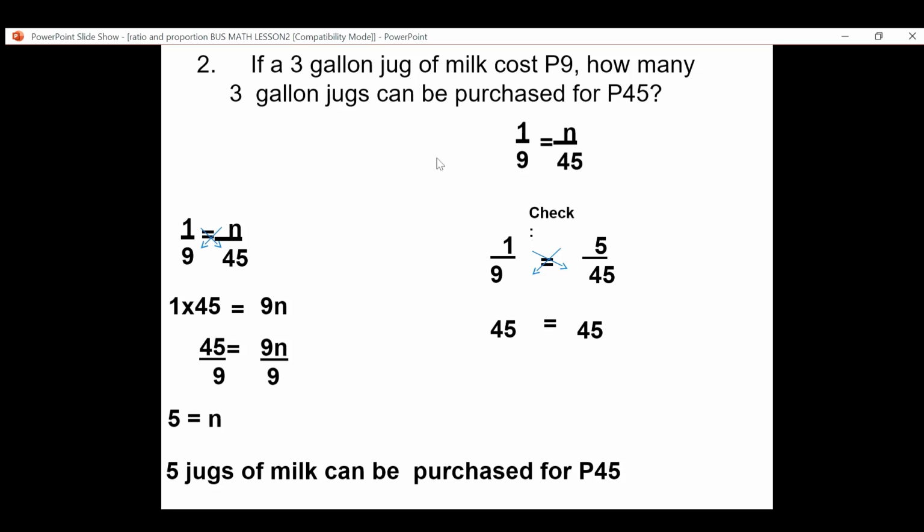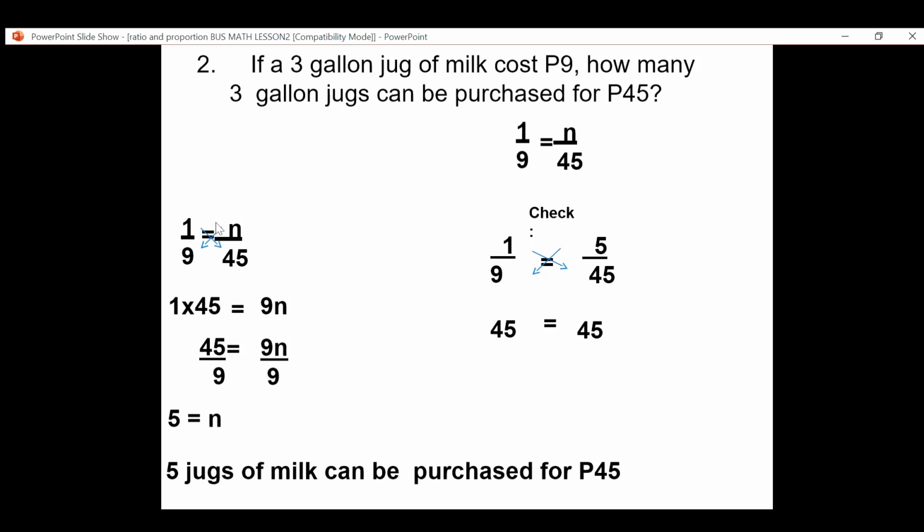Okay, another example. If a 3-gallon jug of milk costs 9 peso, how many 3-gallon jugs can be purchased for 45 peso? So setting up the ratio for the first one, so that's 1 over 9. And then for the second one, that's n over 45. And then cross multiply.